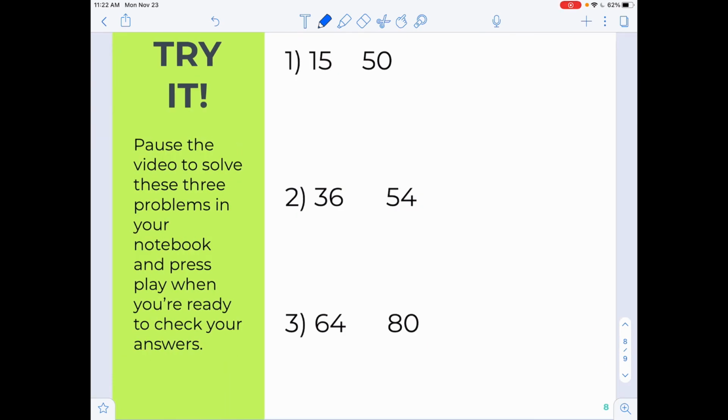I want you to do these 3 problems in your notebook. Pause the video while you're solving them and press play when you're ready to check your answers.